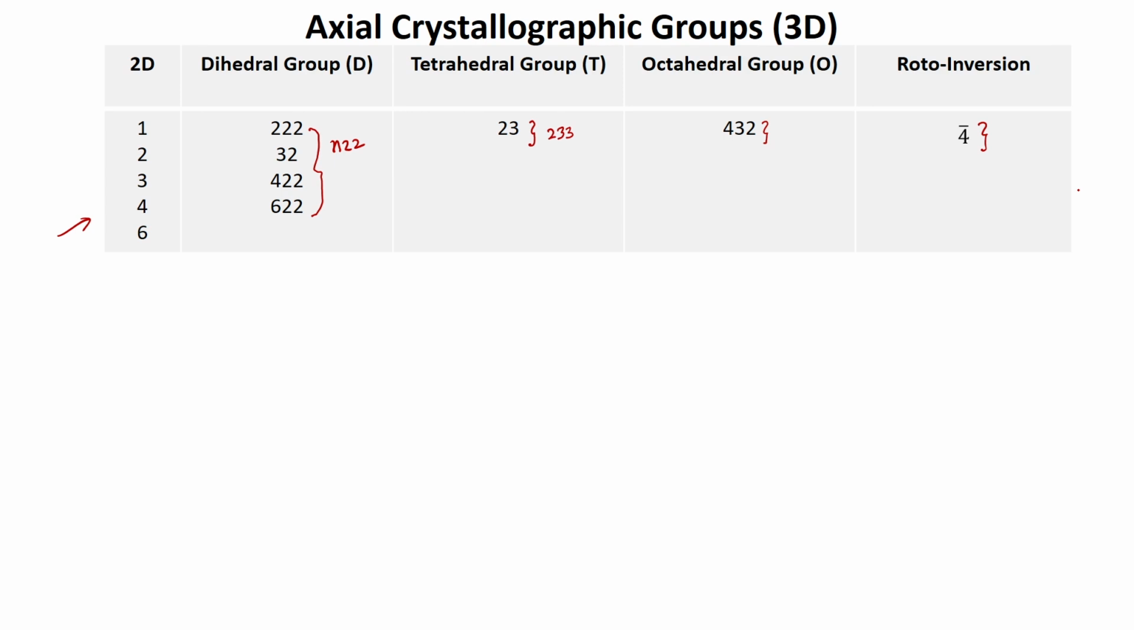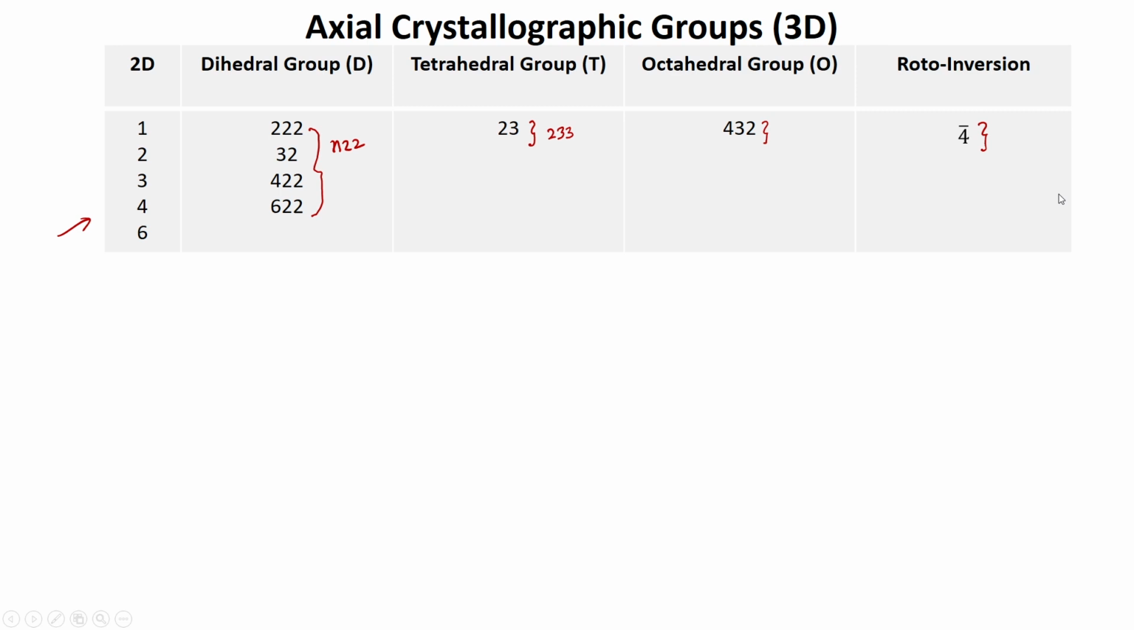Now, to these axial groups we will add the reflection operation and the inversion operation to create other point groups, in a very similar fashion as we had done for the two-dimensional point groups before. And how do I add the mirror? Well, I have to add the mirror in such a way that I do not add extra symmetry elements which would result in the destruction of the symmetry itself.